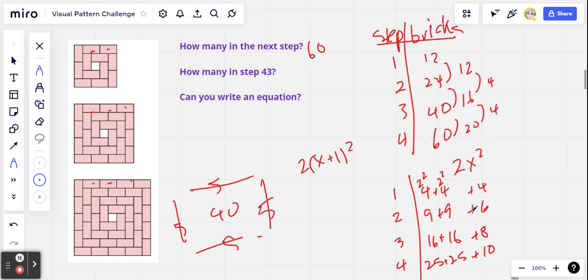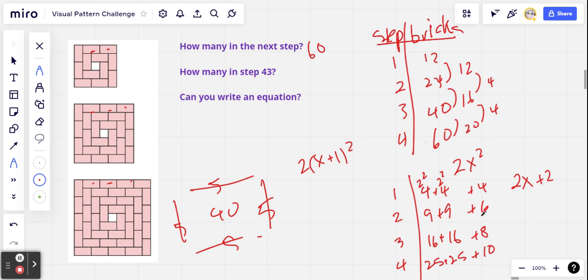But how about this 4, 6, 8, 10? How do we get that? Well, when something's changing by 2, we know we're going to multiply by 2. And when I say it, I mean the step number. So we're going to take 2 times the step number and then see how that gets us to 4. So when the step number is 1, 2 times 1 would be 2. So I'd be 2 short of 4. So I'd add 2 there. So I think that's the expression for this number.